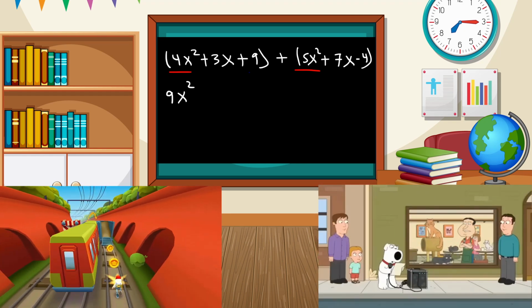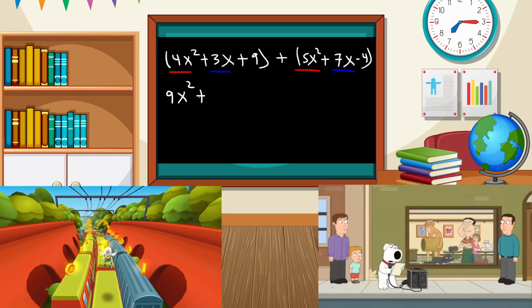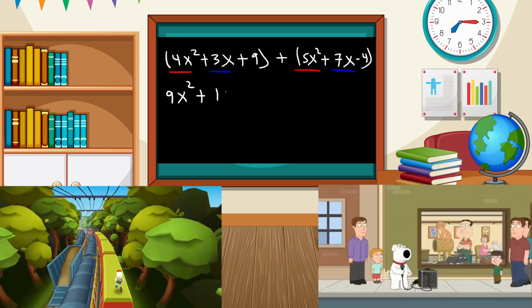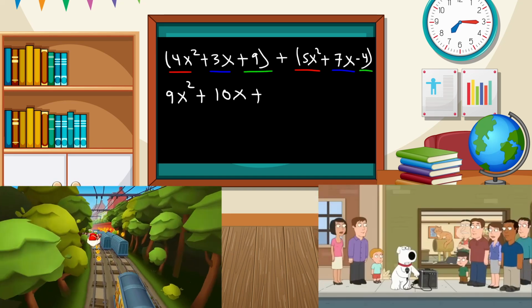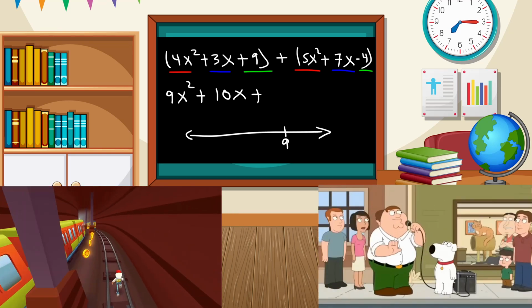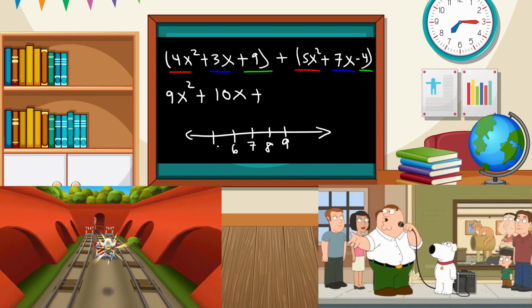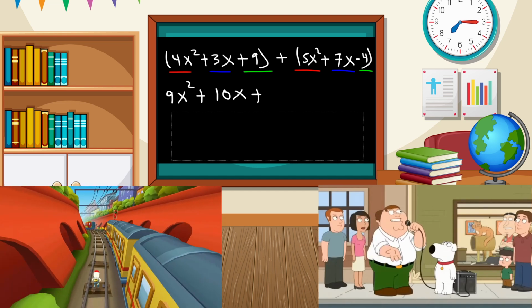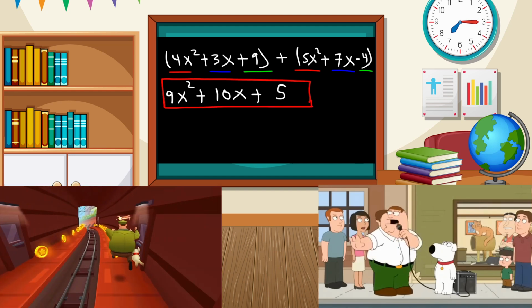Now let's move on. The next two like terms that we can combine are 3x and 7x. 3x plus 7x, or 3 plus 7, that's 10, and then just carry over the x. That will give us 10x. Now the last two things that we can add are 9 and negative 4. 9 plus negative 4, if we use a number line, let's start with 9. So we're subtracting 9 by 4. We need to travel 4 units to the left. So this will be 8, 7, 6, 5. So 9 minus 4 is positive 5. And therefore, this is our answer: 9x squared plus 10x plus 5.